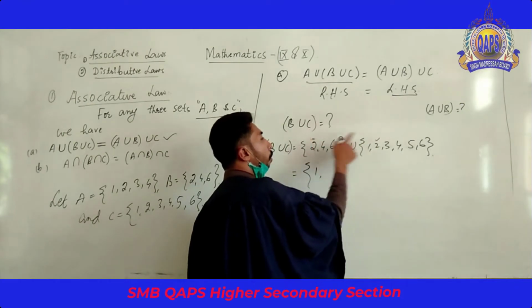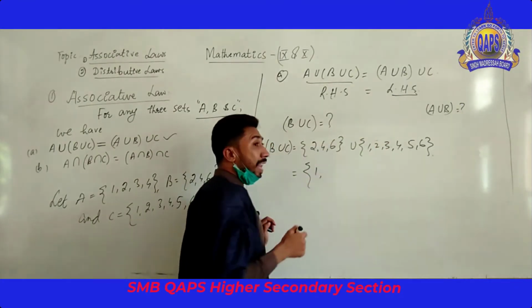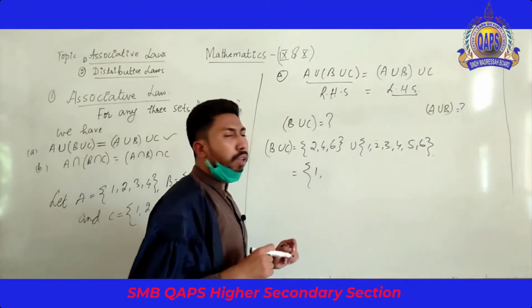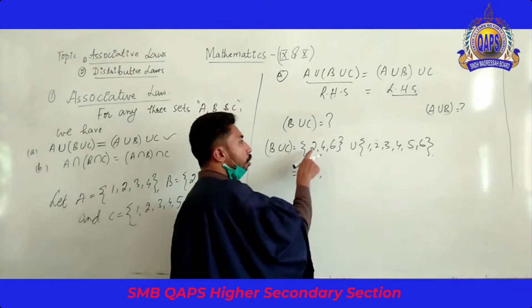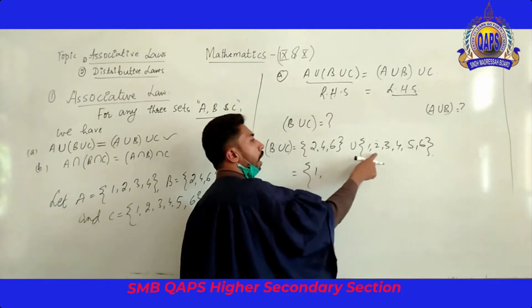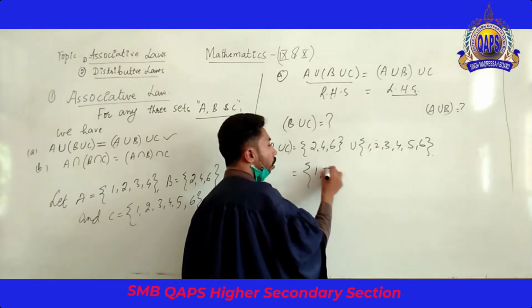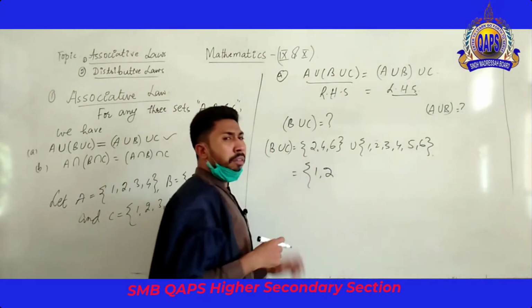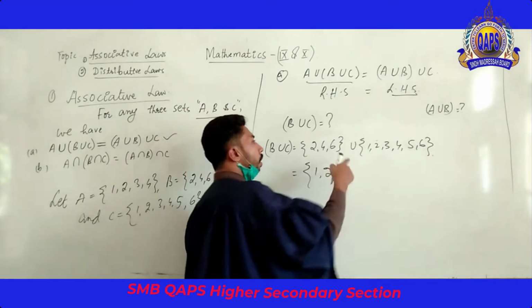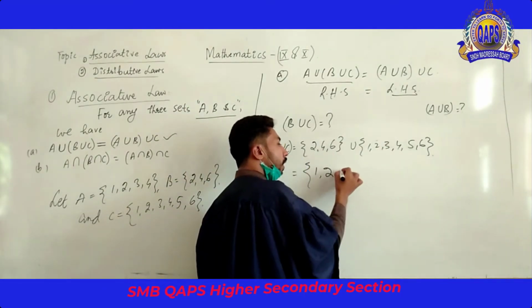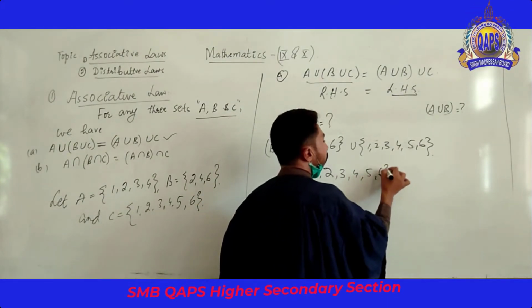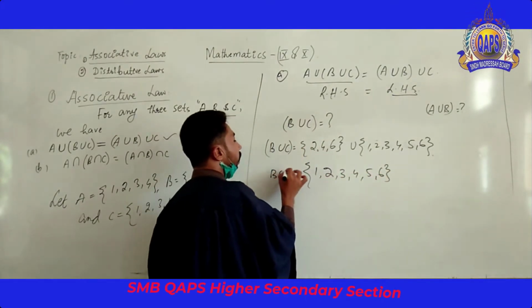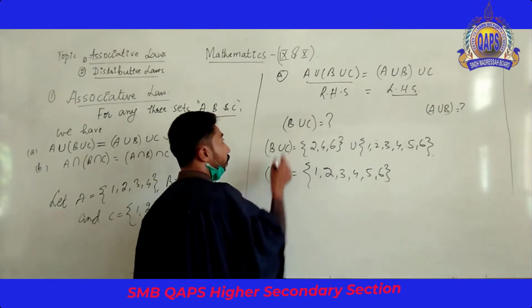So 2 is contained in both sets, so first of all we choose any one from both sets. Either you can take 2 from here or you can take it from here. So we are taking 2 from here. Then 3 is the lowest after 2, and then 4, 5, 6. So this is the answer of this bracket.